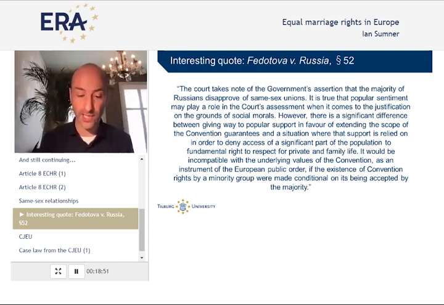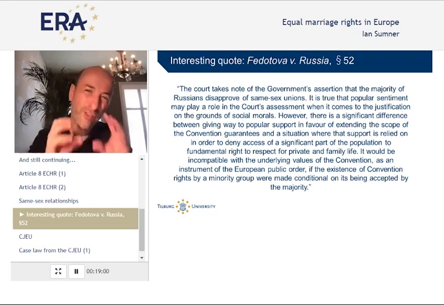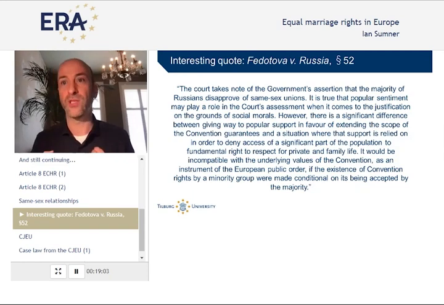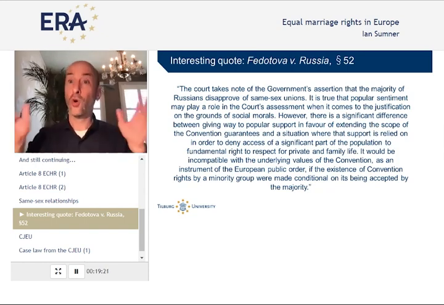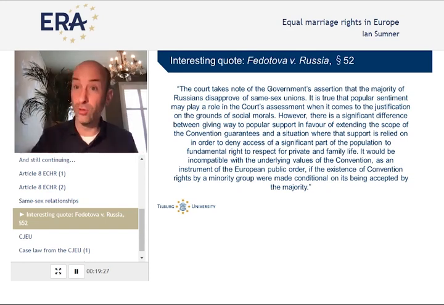It's true that popular sentiment may play a role in the court's assessment when it comes to the justification on grounds of social morals. So the first two sentences, what we see is that what the Russian government is saying is we don't provide recognition for these relationships because the majority of our population disapproves of this type of relationship. So even though same-sex relationships are entitled to protection of their family life, and there should be a positive obligation on the state to provide protection, we are claiming a margin of appreciation because the majority of our population does not approve of these types of relationship. So that's the first part of the interesting discussion which is now taking place.